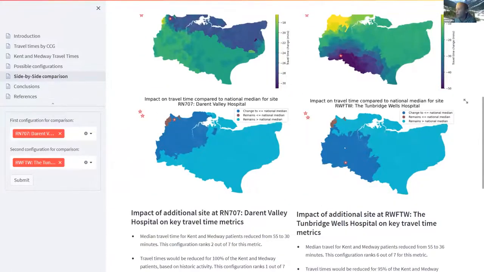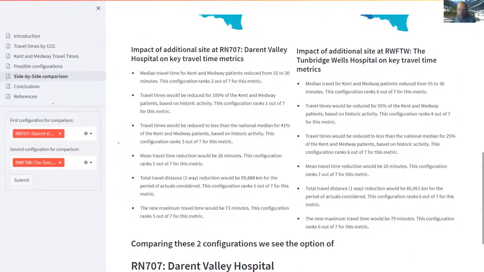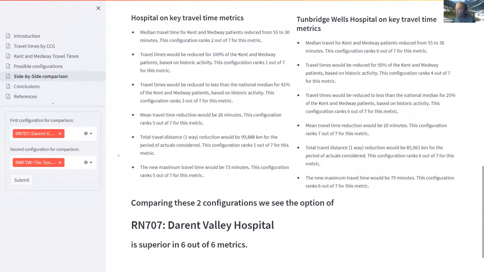And these are the areas where the site would successfully reduce the travel times to less than the national median. And we can consider each of those options against a number of different metrics here. So in particular, how many patients would have their travel times reduced to less than the national median, or what the new maximum time would be, and some others. And all the options are ranked out of the possibilities here. And from these, we see that the Darrant Valley option would be a better option in those cases.